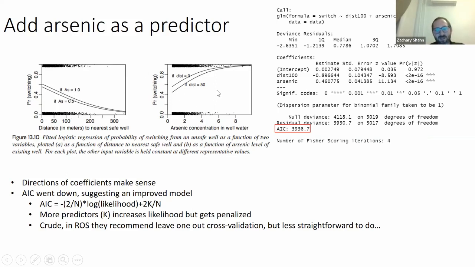And then they reverse it here, where they pick two values of distance, 0 and 50, and show the relationship between arsenic and probability of switching at each of those two distances. This can be a nice, useful way to visualize if you have two predictors. At any given distance, the difference between the two lines is the association between arsenic and the outcome at that distance. The gap between the lines shows the non-causal impact of arsenic on the outcome across distance levels.